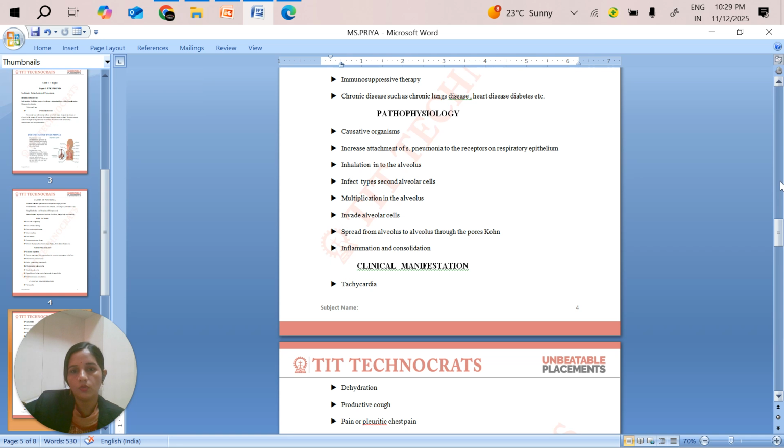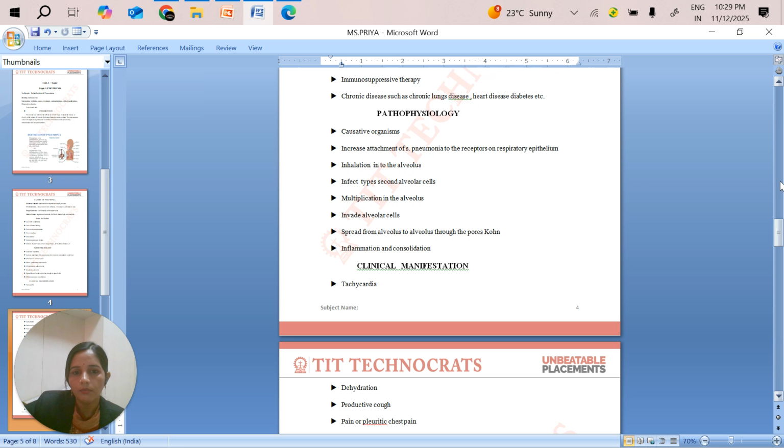Next one, pathophysiology. First of all, the causative organism enters, with increased attachment of the streptococcus pneumoniae to the receptors on the respiratory epithelium. Next, inhalation into the alveolus leads to infection of type 2 alveolar cells. Then, multiplication in the alveolus invades alveolar cells and leads to spread from alveolus to alveolus through the pores of Kohn, leading to inflammation.